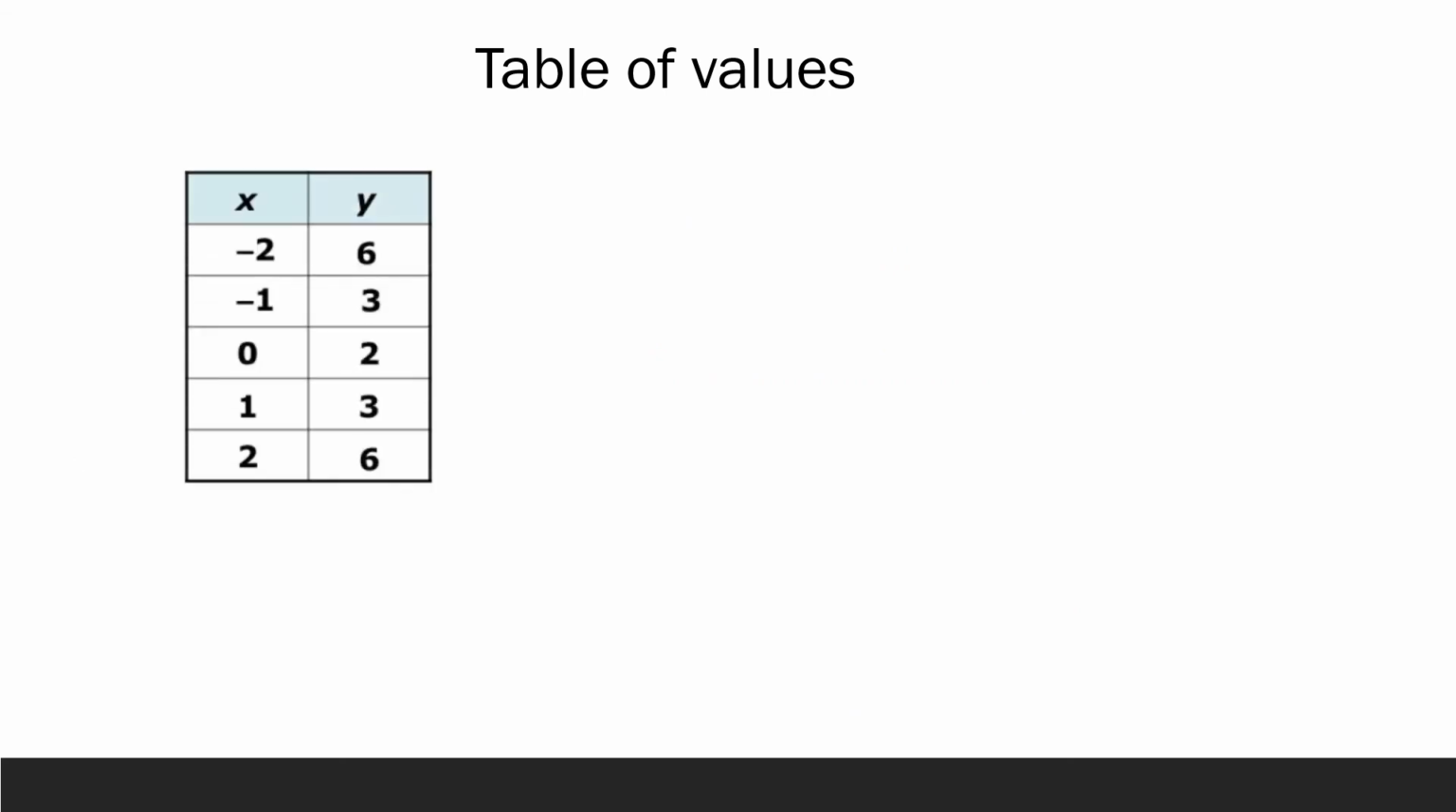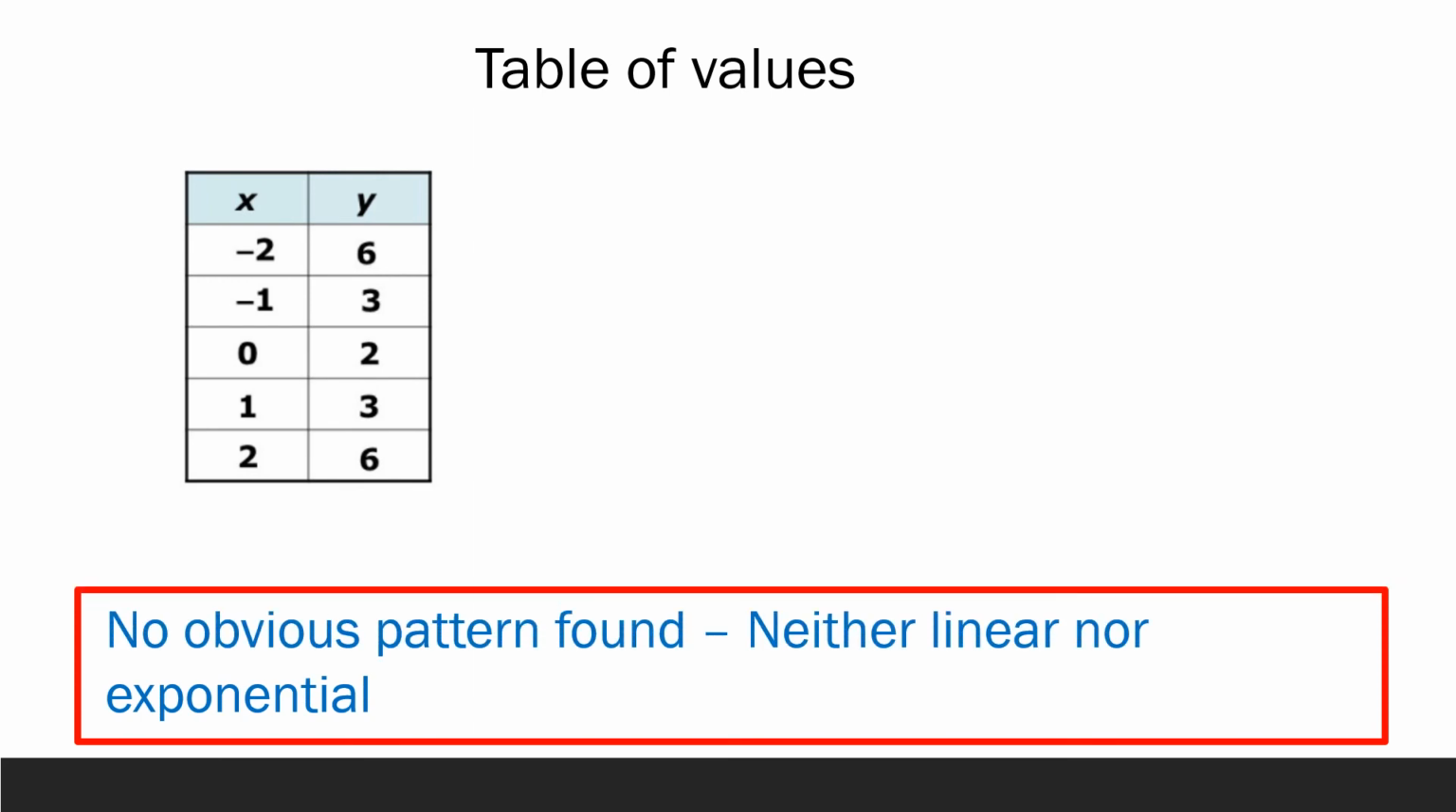And let's take a look at another table. Well, if I start at 6 and go to 3, that means I'm going to subtract 3. But when I go from 3 to 2, I'm subtracting 1. So it can't be linear because that's not constant. Well, 6 to 3, I would divide by 2. But then if I took 3 and divided by 2, I wouldn't get 2. So it's not exponential. So if I can't find an obvious pattern, then it would be neither.